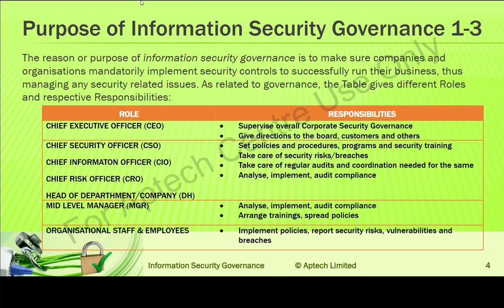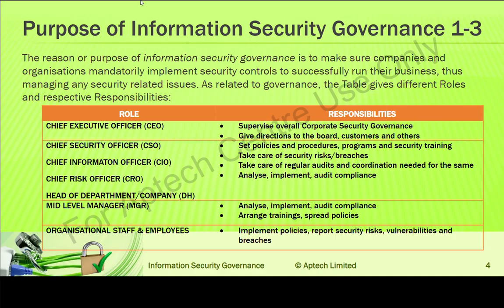Now, the purpose of information security governance. One, the purpose of information security governance is to make sure companies and organizations mandatorily implement security controls. The purpose is to make sure that every organization, both medium and large, implements security controls so that they can successfully run their business without any intruder, without any attack vectors, or without business operations being stopped, and then manage any security-related issues and threats. That's why security governance is implemented.